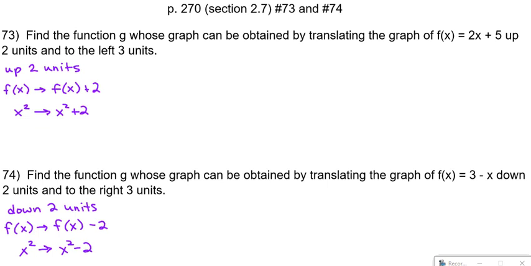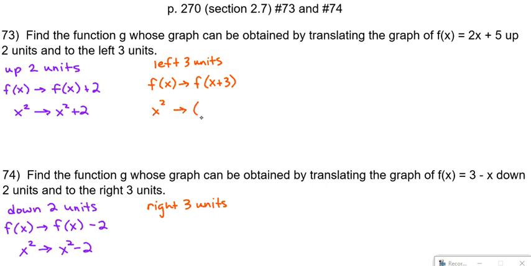And then when it comes to moving left or right, in problem number 73 it says shift it to the left 3 units. And in 74 it says shift it to the right 3 units. So in general, if you start with f of x and you shift it to the left 3 units, you end up with f of x plus 3. Notice that the x plus 3 is inside the parentheses, so it's inside the function. So for example, if we started with x squared and shifted it left 3 units, we would have x plus 3 squared. The plus 3 is happening just to the x inside the squaring.